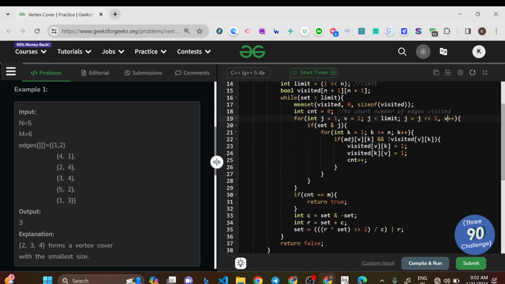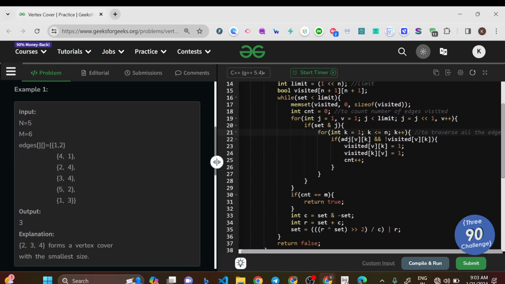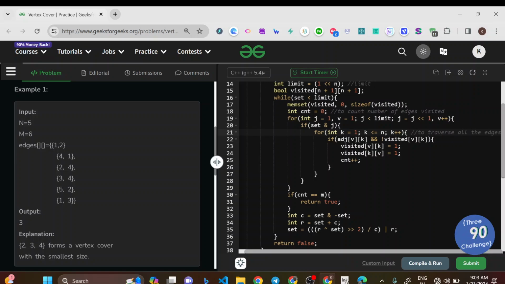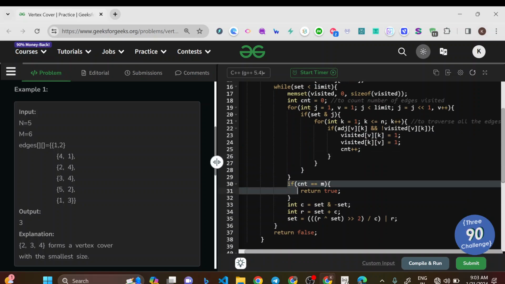Okay, so for int k equal to 1, k less than or equal to n, k plus plus, this is to traverse all the edges. If adj of v of k, so adj of v means is there an edge present between v and the vertex k, like k equal to 1, k equal to 2, till n vertices. If there's an edge between v and k, and also if it's not visited, then mark them as visited and count plus plus, because we do not want duplicacy to happen, right? And finally, if your count is actually m, that means all the edges are covered, then we return true. If not, we'll return false.